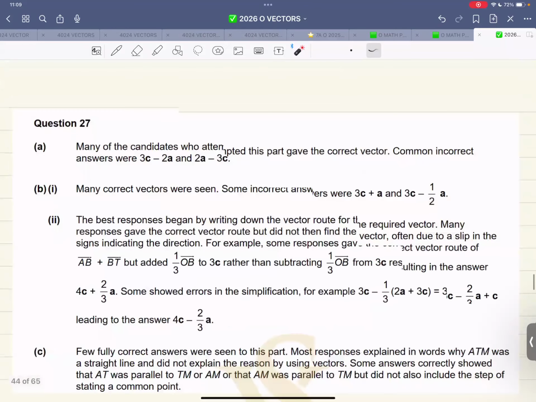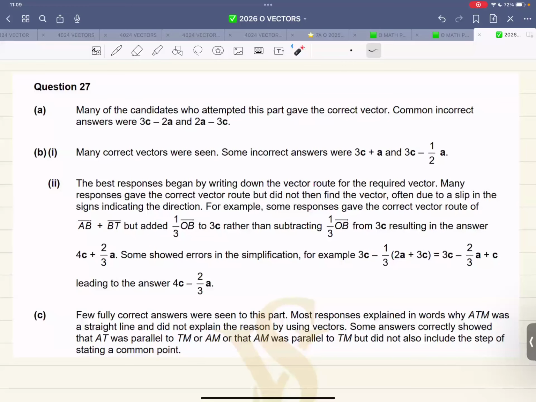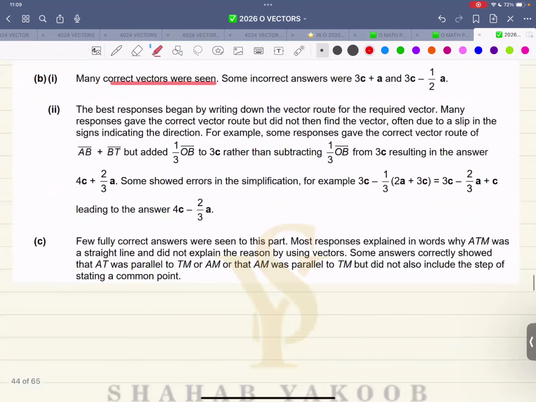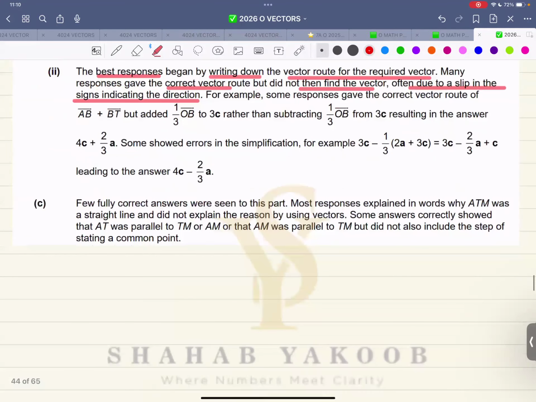So now this thing is done. Now this is like the examiner report, the question part of it. Now how they have explained it. So let me underline it. Most candidates who attempted this part gave the correct vector. Common incorrect answers were such and such. The best response began by writing down the vector route for the required vector. When we look at the diagram and we define a route, that is called the vector route. Many responses gave the correct vector route, but then did not find the vector, often due to a slip in the signs indicating the direction. And then they're talking about all the mistakes.